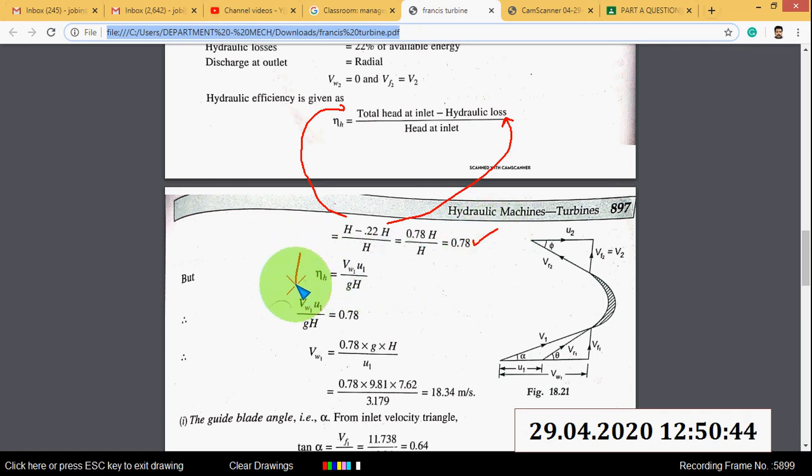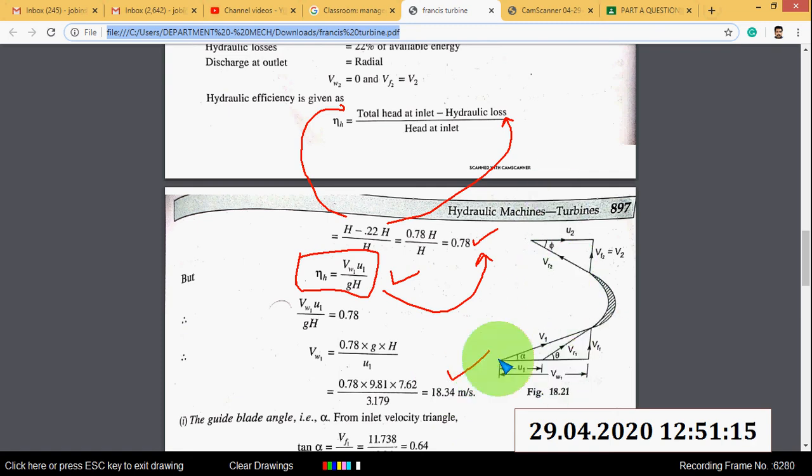Then there is an equation of hydraulic efficiency, this is very important: Vw1 u1 divided by gH. This is the equation of hydraulic efficiency, Vw1 u1 divided by gH is equal to 0.78, which you have found out. Then you have to find out the value of Vw1, so 0.78 into g into H divided by u1. So you will get the value of Vw1.